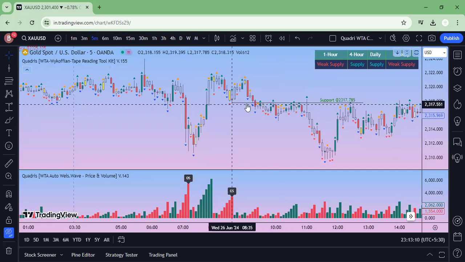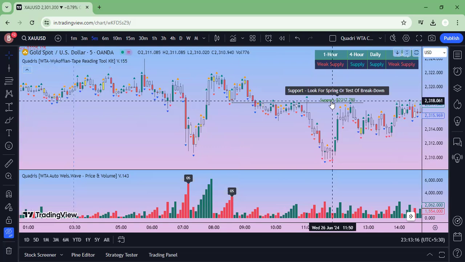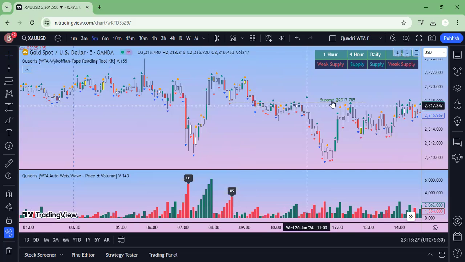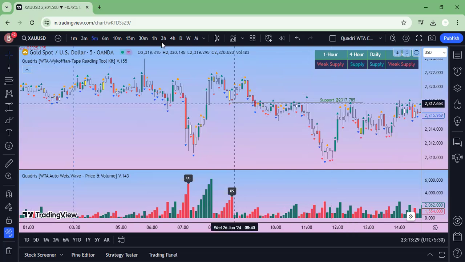So whenever you get a support formation taking place from any respective anchor point, you should hover your mouse over this support label, and you will see either you should look for a spring or a test of a breakdown. So here we are observing a test of a breakdown taking place. There is volume, this is price and volume, and it is auto set. That means if you are switching from 1 minute to 1 month, you don't have to change the wave size.